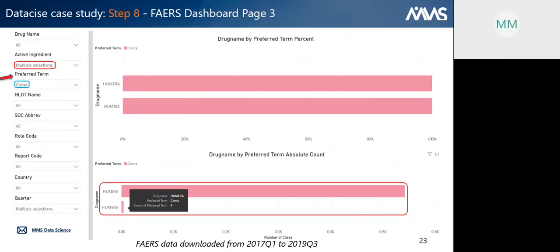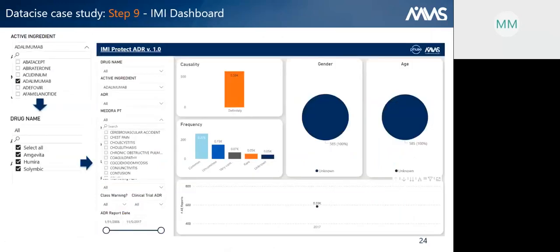So after reviewing the FAERS database, we would like to also prove the hypothesis from different databases, and we can go now to the IMI Dashboard. We do the same as we did with the FAERS dashboards. We select adalimumab active ingredients, and we see the selection Amjevita, Humira, and Hulio there. But regardless of that, we cannot find any case of coma in the IMI Dashboard.